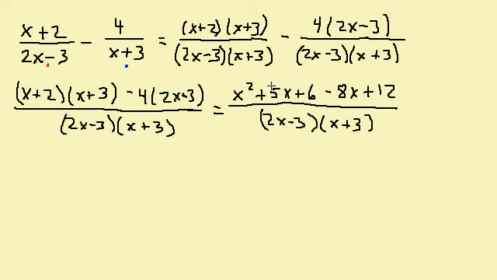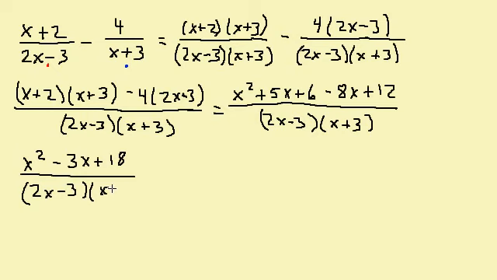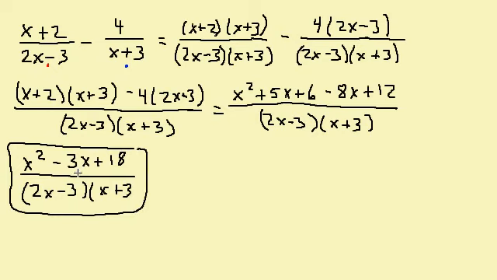Then I combine like terms in the numerator, so that gives me x squared minus 3x plus 18, and that's all over the common denominator 2x minus 3 times x plus 3. And there's my final answer. Because we would need to see if this numerator could factor, but it doesn't factor, so this is my final answer.